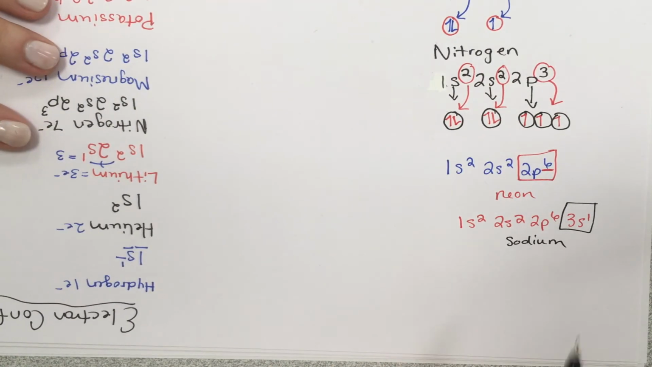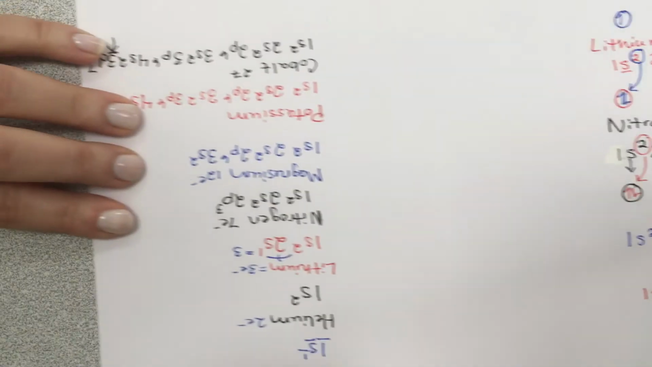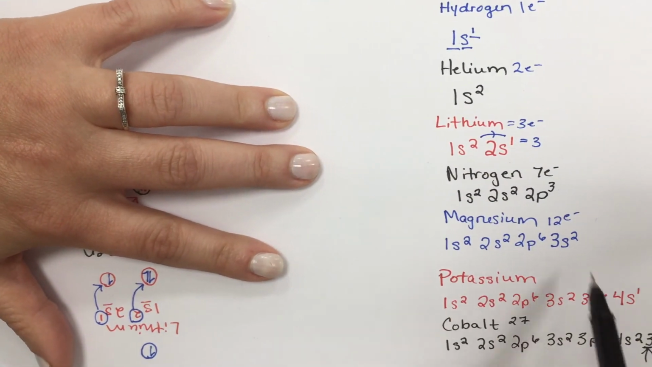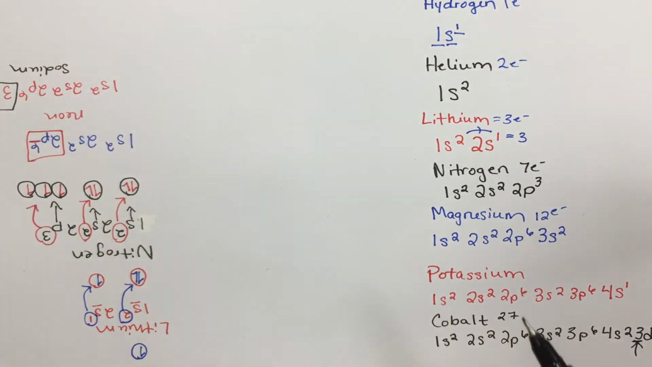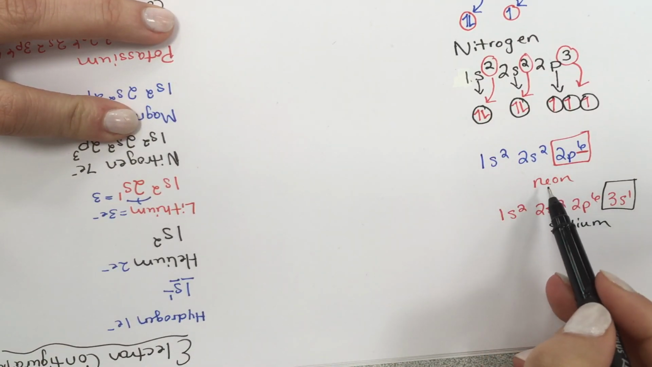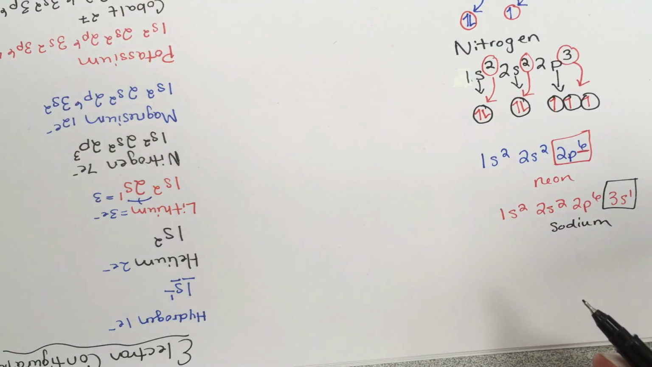That's it. Orbital notation is the circles with the arrows. Electron configuration is just the energy levels, sublevels, and number of electrons within. By now you should be able to identify elements based on their electron configuration.